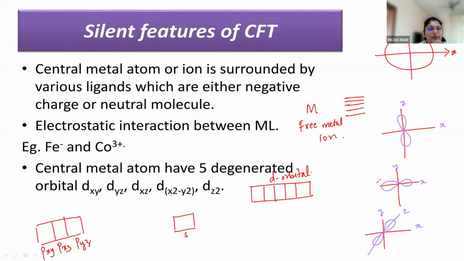Yes, anybody? So it is dumbbell shape, right? It is dumbbell shape. So the p orbitals are dumbbell shaped. Yes, Sri Varuni has answered. Very good. And what about d orbitals?